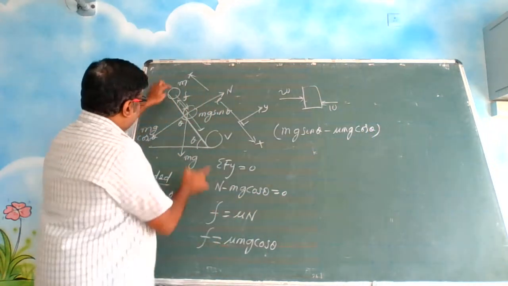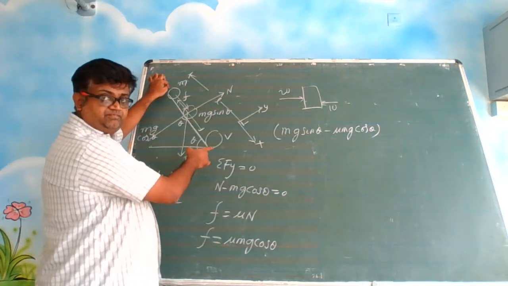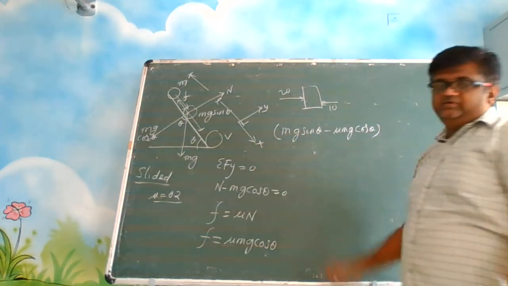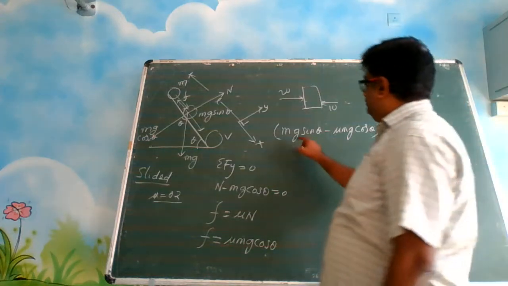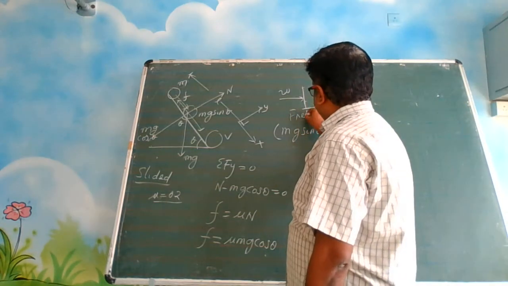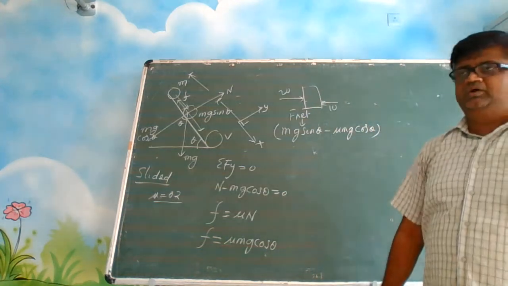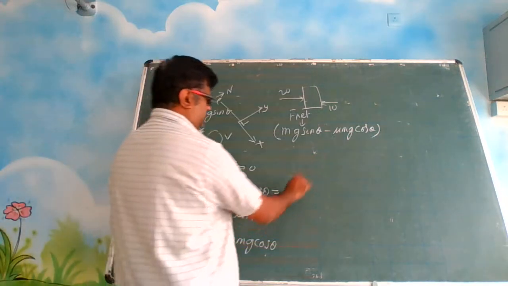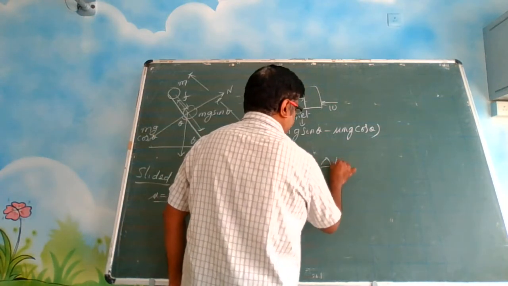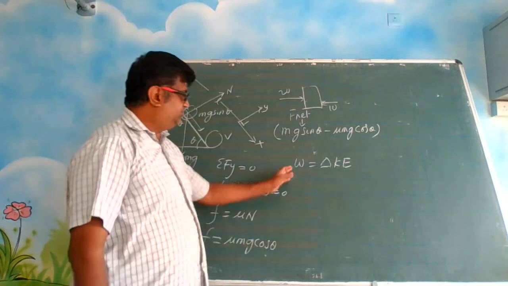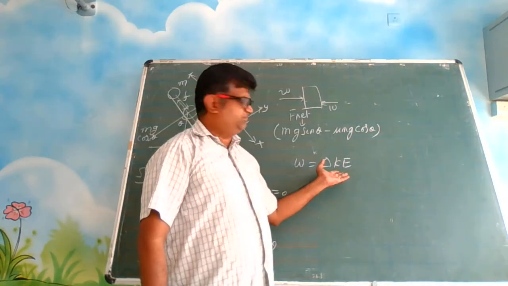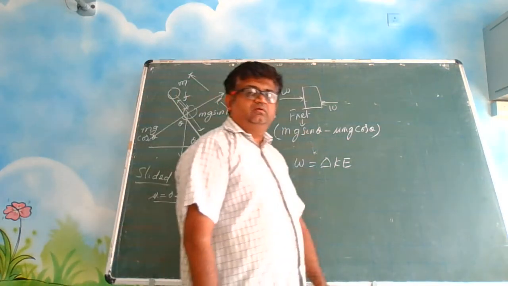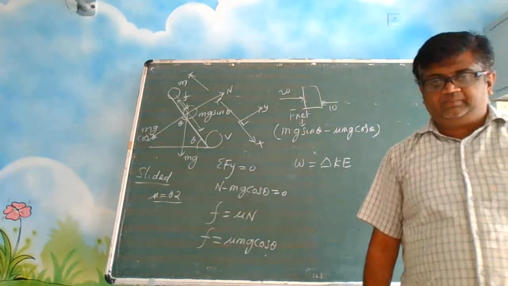How much distance did it travel? L. What is this? This is your F net. Remember, this is my F net. Now what is your work energy theorem? Work energy theorem is W is equal to delta KE. Work done is equal to change in kinetic energy. But what is work done basically? Work done is force multiplied by distance.